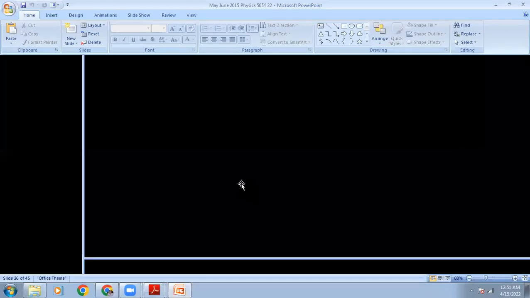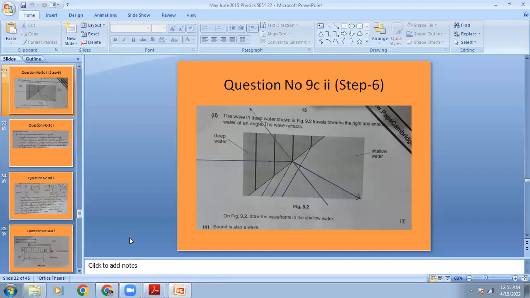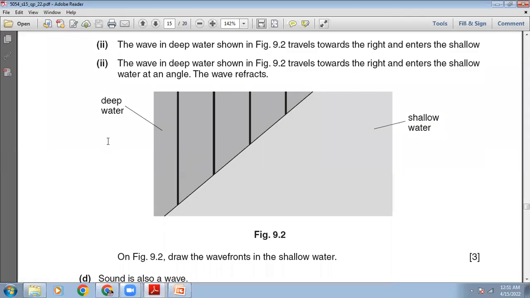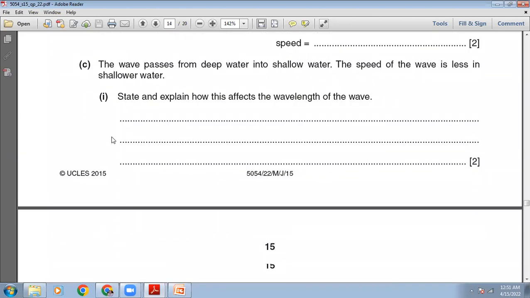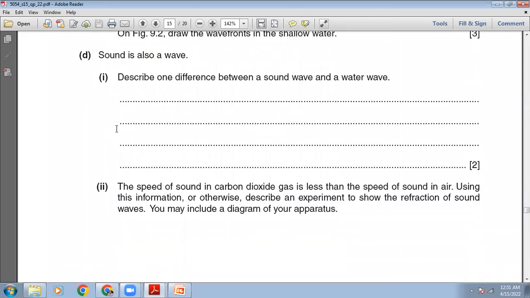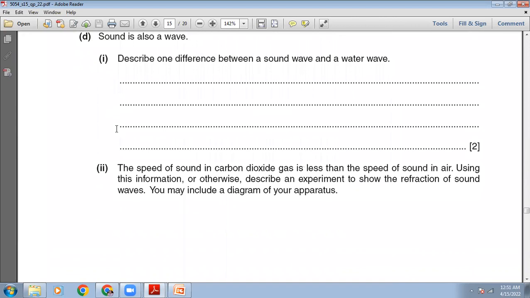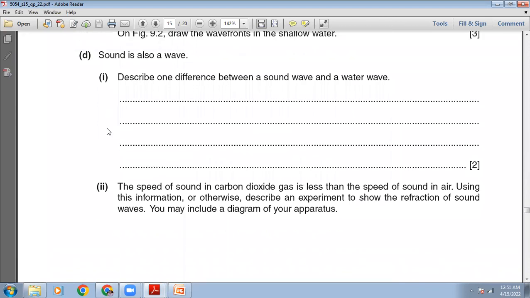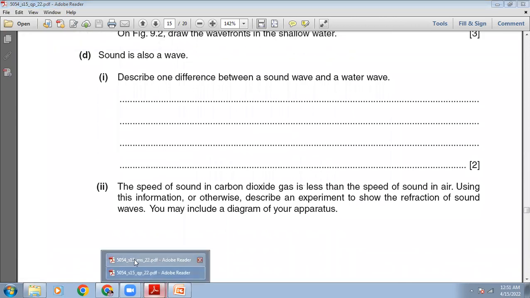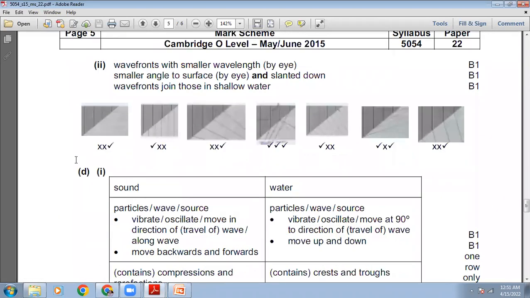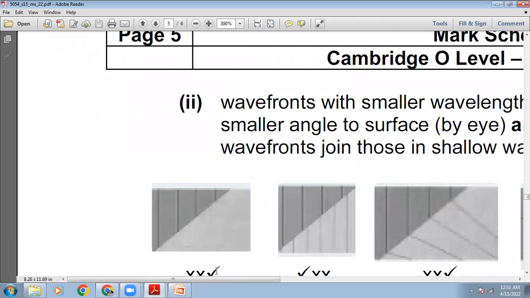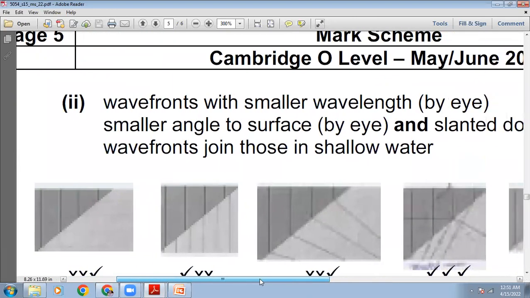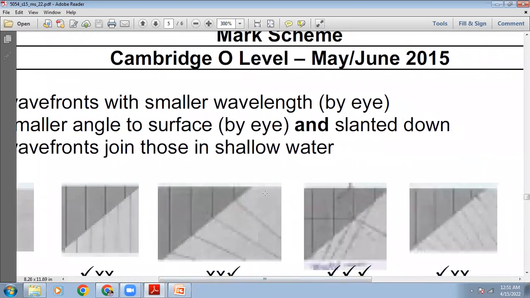Okay, so that was question number 9 C and its second part. So I hope you understand. Then his question is, let me show you the marking scheme and then we go. So the marking scheme is showing up. So let me show you the marking scheme.